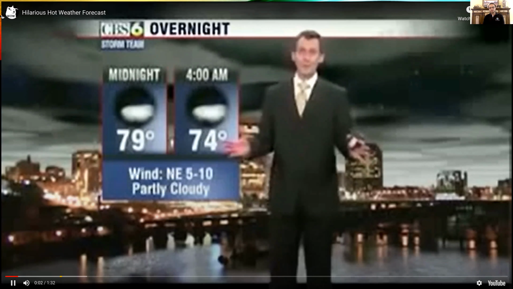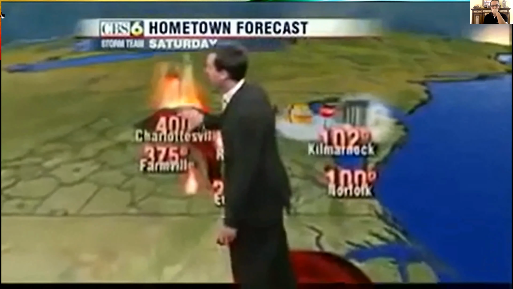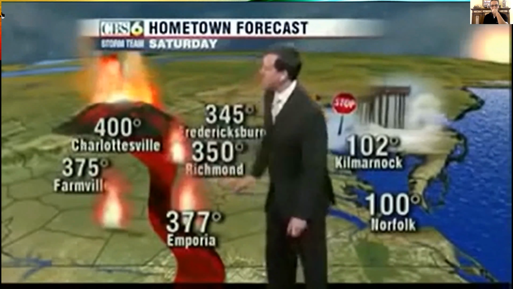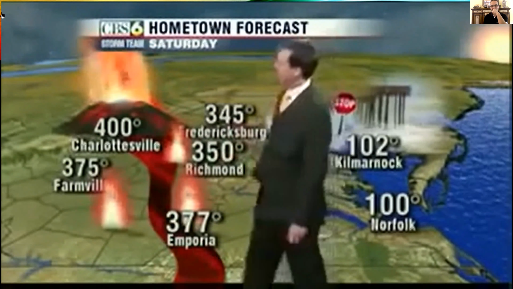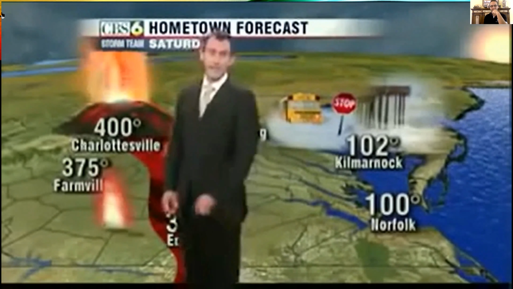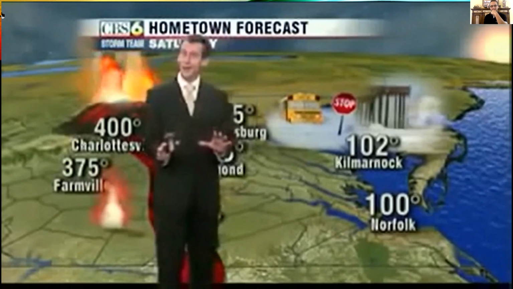We had beautiful weather here for this weekend, mostly sunny skies and highs in the upper 80s. Overnight tonight, partly cloudy, mild, with those temperatures dropping down into the mid 70s. Now we've got some big changes here for the upcoming work week. Starting tomorrow, we're going to have a volcanic eruption right near Charlottesville, and it's going to make things rather toasty across the area. We're going to see lava spill out into central Virginia and make temperatures in Richmond at 350 degrees, Fredericksburg at 345, Charlottesville, the hotspot, at 400. Not as hot off towards the Tidewater. A little bit more comfortable with highs near 100 degrees.